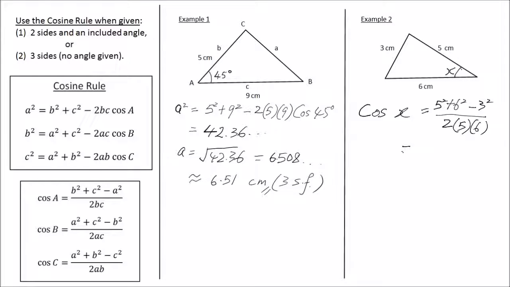So when you work this out, we get the value 0.8666. So the angle x is the inverse cosine of this value, which will give us the angle 29.9 degrees to 1 decimal place.